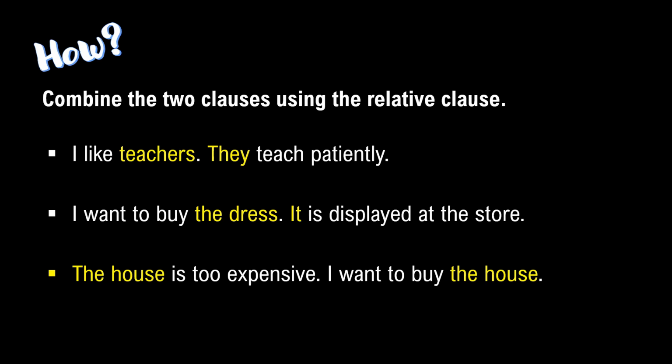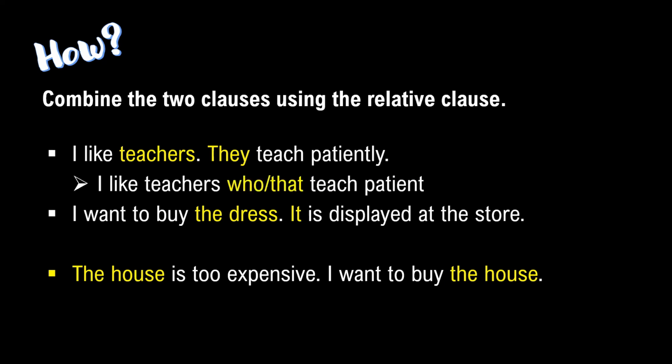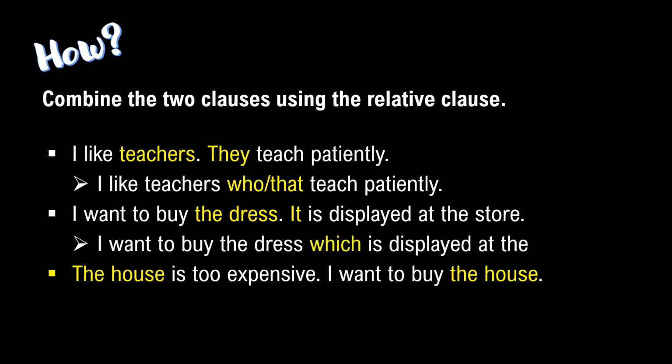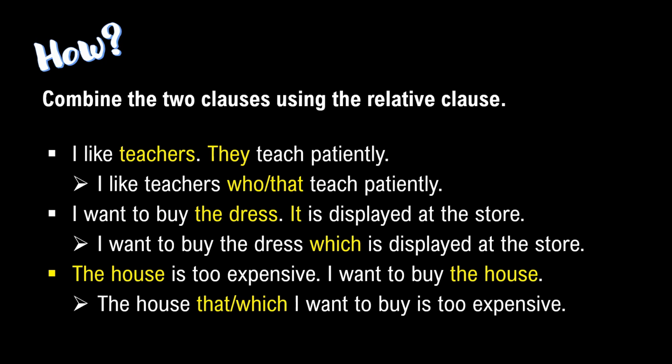The first one: I like teachers. They teach patiently. I like teachers who or that teach patiently. The second example: I want to buy the dress. It is displayed at the store. I want to buy the dress, which is displayed at the store. The third example: the house is too expensive. I want to buy the house. The house that or which I want to buy is too expensive.